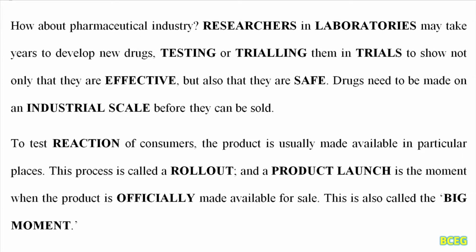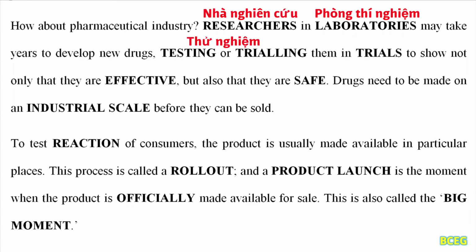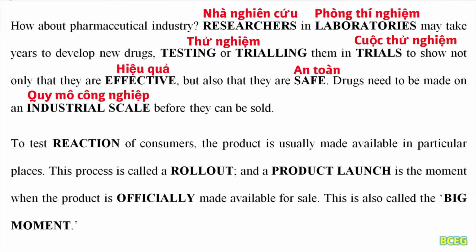How about the pharmaceutical industry? Researchers in laboratories may take years to develop new drugs, testing or trialing them in trials to show not only that they are effective, but also that they are safe. Drugs need to be made on an industrial scale before they can be sold.